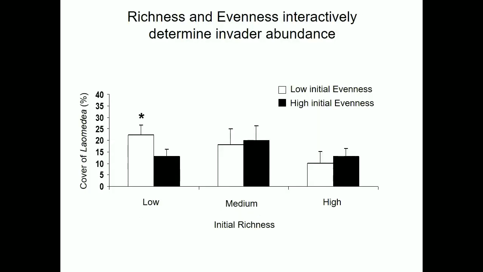And this is what we found. So the most common invader was a hydroid called Laumidea. We found an interaction between richness and evenness, and it seemed they preferred, or we showed the highest cover of the species when richness was low and when evenness was low. Like that's the communities where they thrived, grew the most.